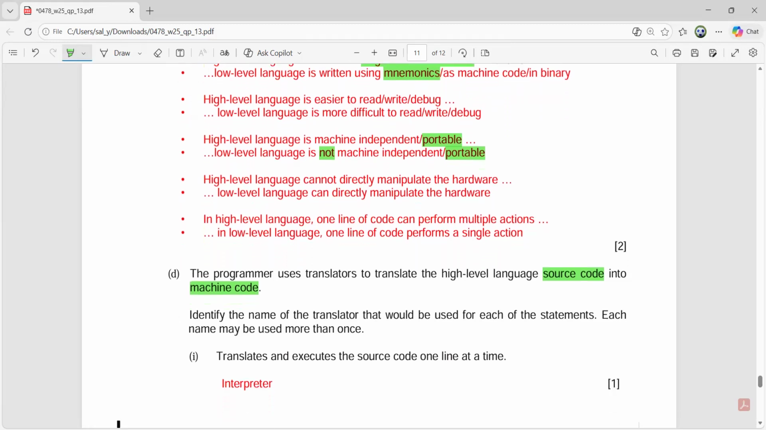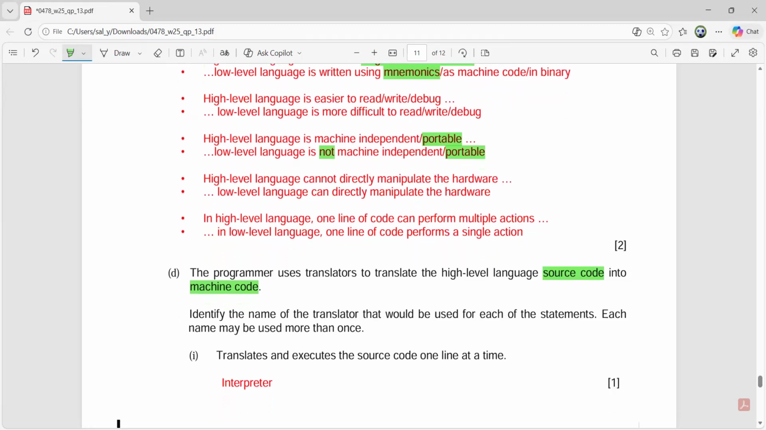Now, can we recall the shortcut that we have made for ourselves? Exactly, CIA. Just for ourselves, it has nothing to do with anything else. Compiler, C; interpreter, I; assembler, A. In this manner, we are able to remember. Translates and executes the source one line at a time. So one line at a time is an interpreter.